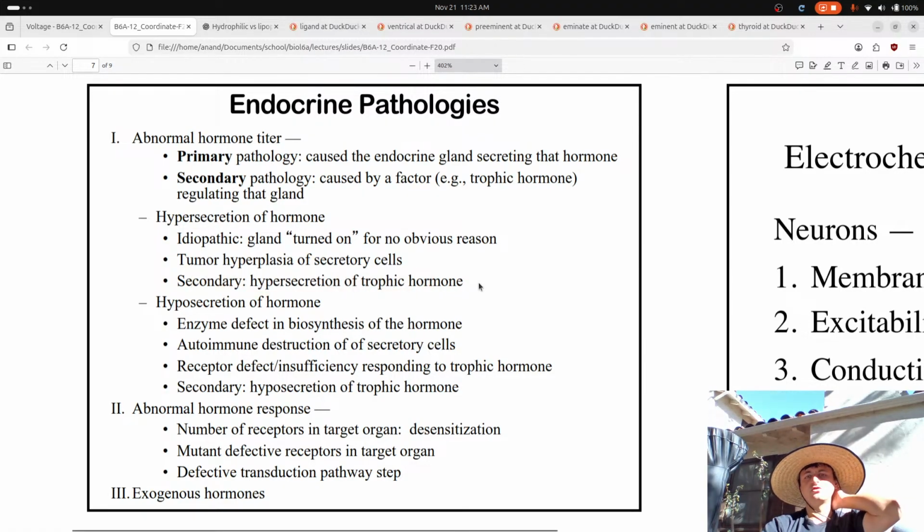Secondary hypersecretion of trophic hormone. Hyposecretion. Enzyme defect in biosynthesis of the hormone. Autoimmune destruction of secretory cells. Receptor defect, insufficient responding to trophic hormone.